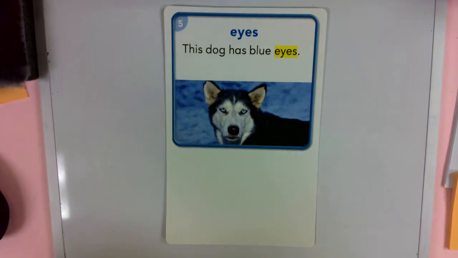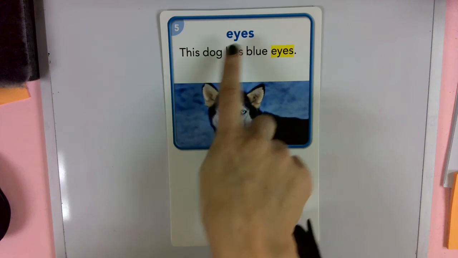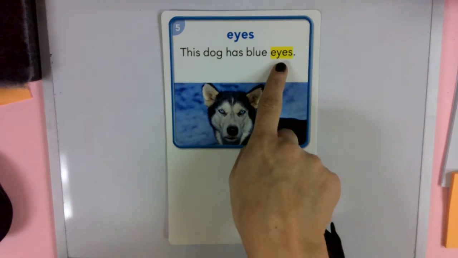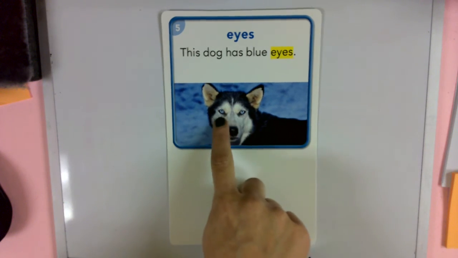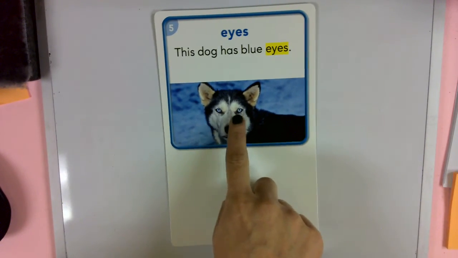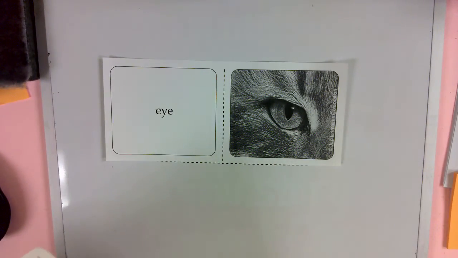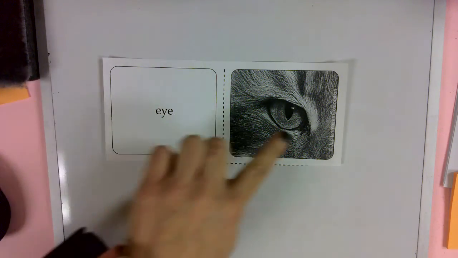Another vocabulary word is going to be eyes. This dog has blue eyes. And they're pretty too. Here's another picture of an eye. Now, eyes are part of the body that are used to see.